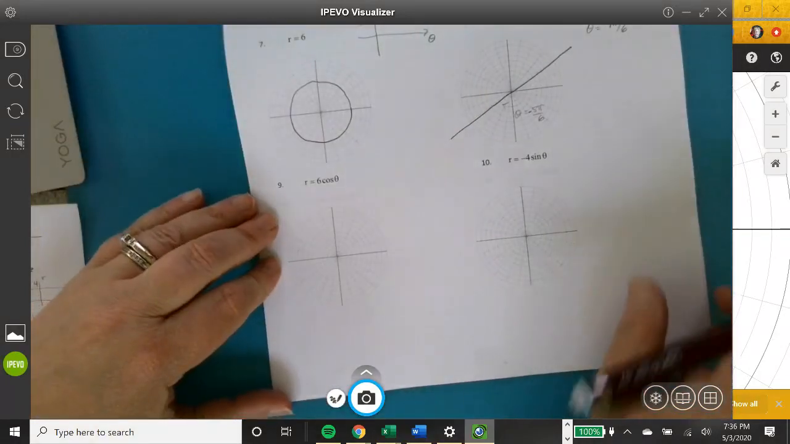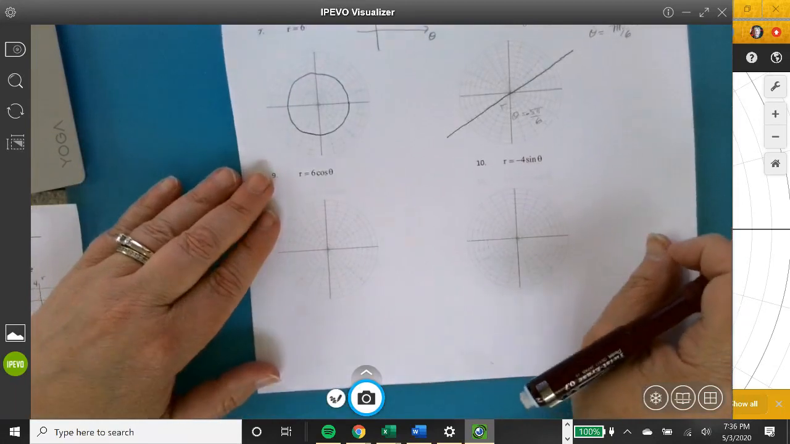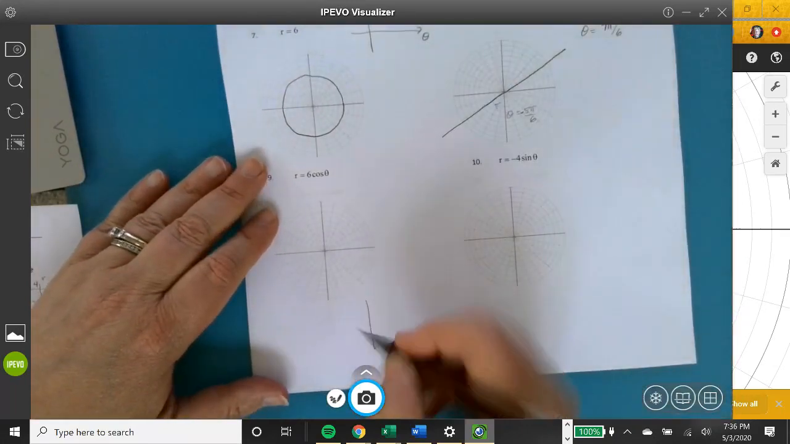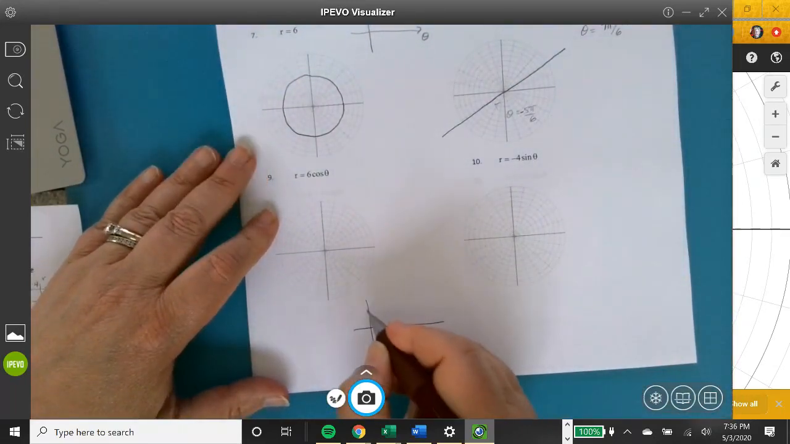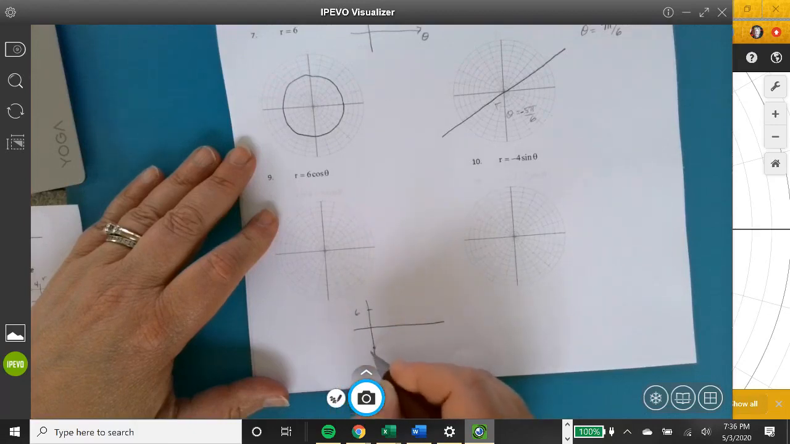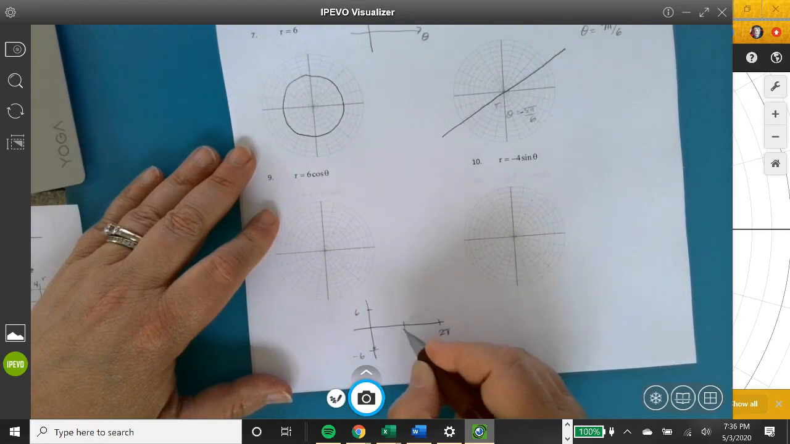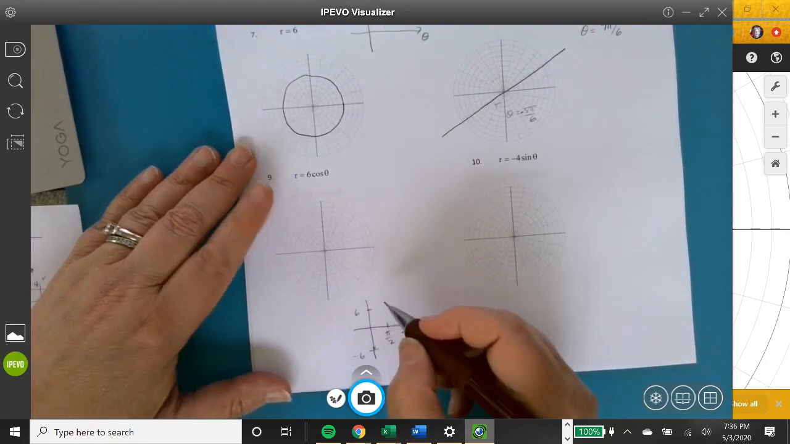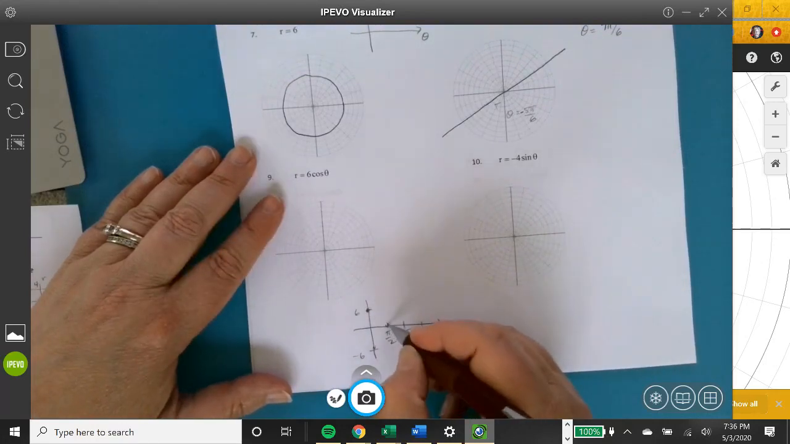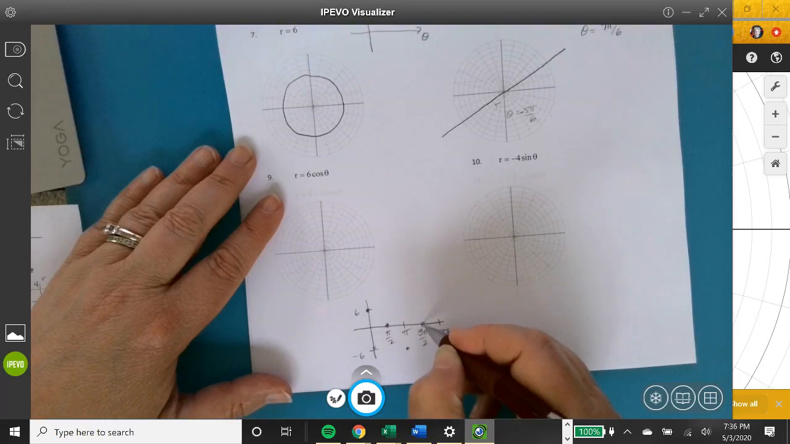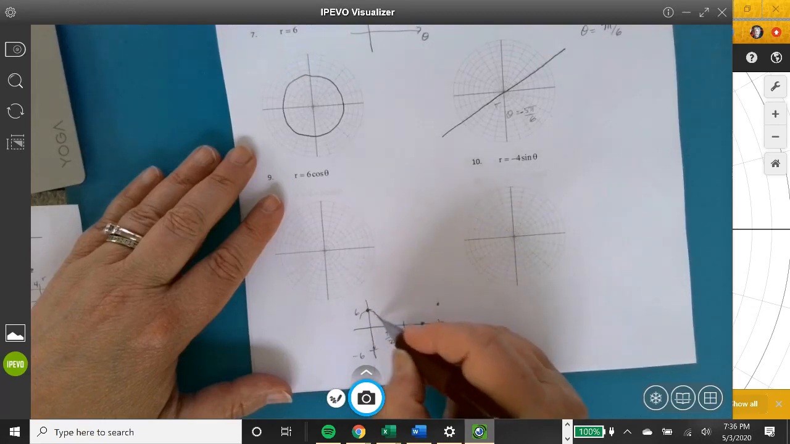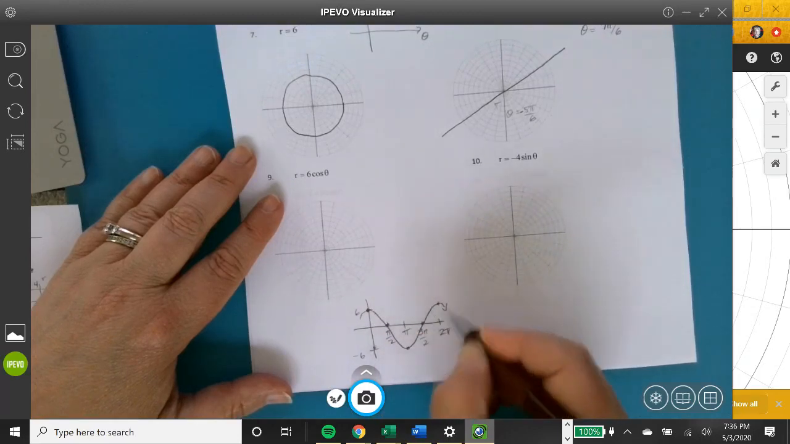Okay, next one, 6 cosine theta. All right, so if I were to graph the 6 cosine theta, it's got an amplitude of 6. Its midline is 0, and I don't have a period factor, so the period is 2 pi. And this is a cosine curve, so we're going to start off the midline and up because it's positive. Here we go. There it is.